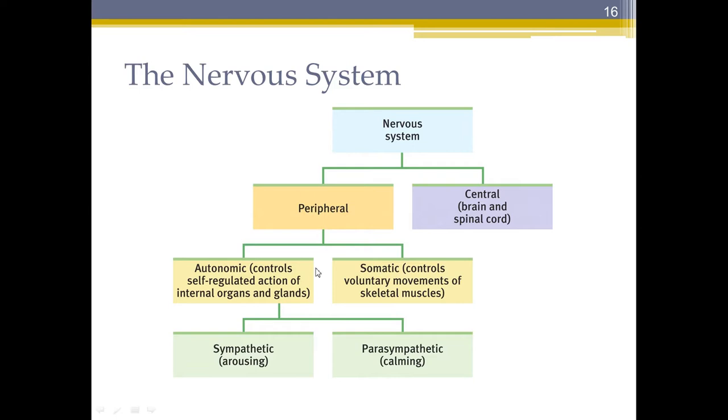But autonomic is stuff that happens self-regulated. It's the internal organs and glands, the things that you don't consciously make the decision to act on. Now that can be broken down into two distinct pathways as well. The sympathetic, which is the arousing form, and the parasympathetic, which is the calming form. We're going to talk about those in just a moment.